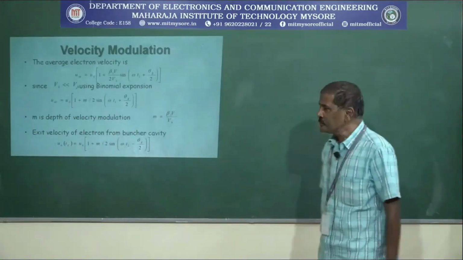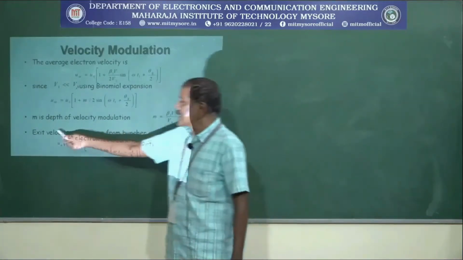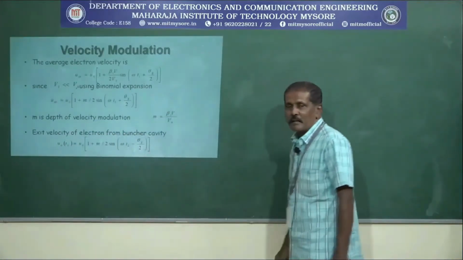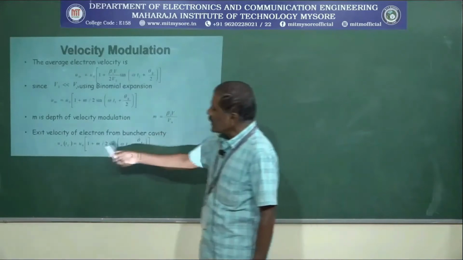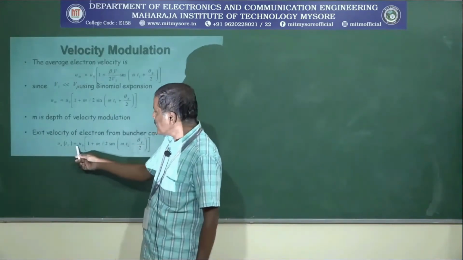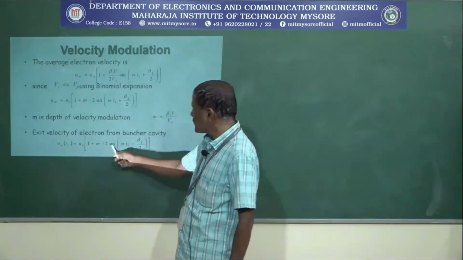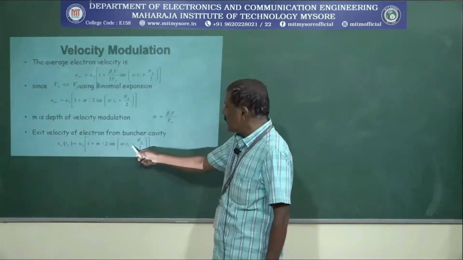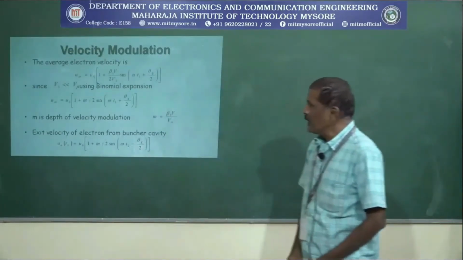And the exit velocity of the electrons from the buncher cavity is calculated from the equation u0 at t2 equal to u0 into 1 plus m by 2 sine of omega t2 minus theta g divided by 2.